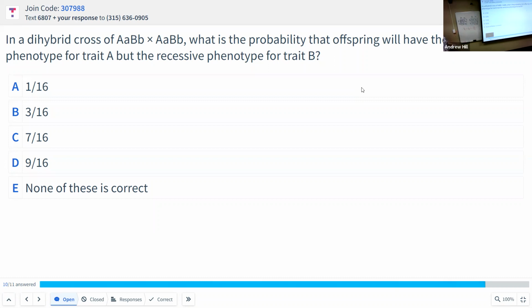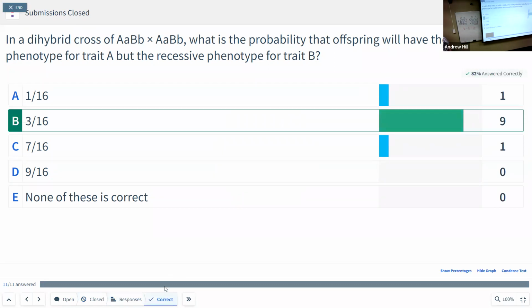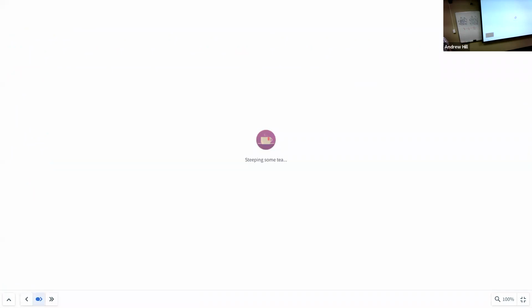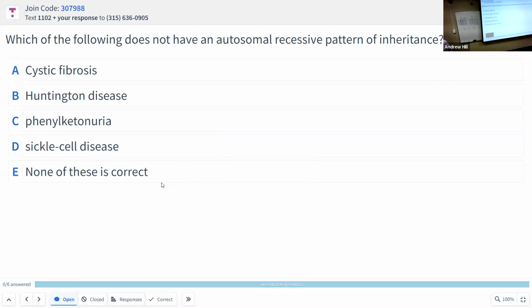This is much quicker than doing the full dihybrid cross, although you'll definitely get there. If you do the dihybrid cross, you'll get the same result. All right, so 3/16, let's go on to the next one. Which of the following does not have an autosomal recessive pattern of inheritance?